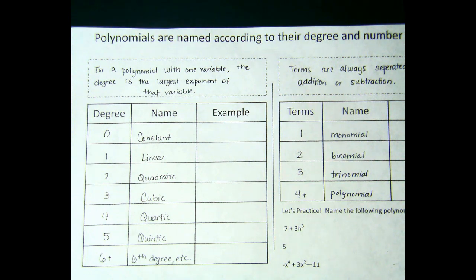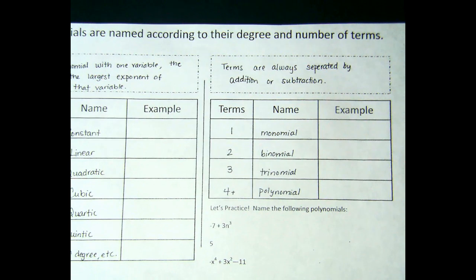Alright, we're talking about polynomials today. And polynomials, as it says on the top of this sheet, are named according to their degree and number of terms. We talked about number of terms way back the very first day of class, so you probably have forgotten what I'm talking about by now.